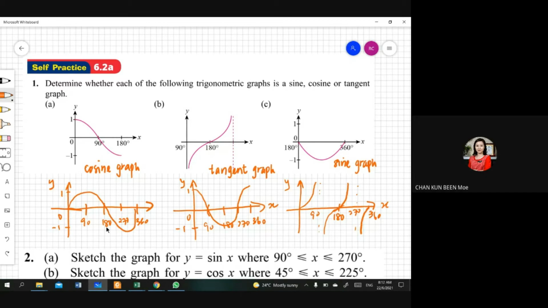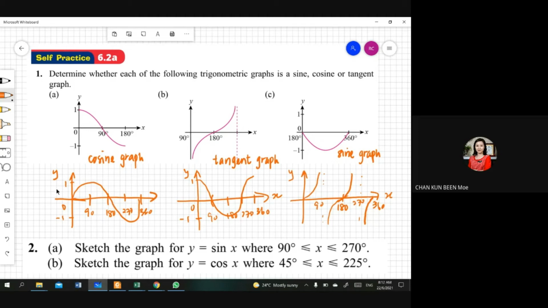So over here, I've shown you already the simple sketches of the graphs. What graph is this? This one, what graph is this? Sine. Sine, correct. What about this? Cosine. Cosine. This one? Tangent. Okay, thank you.